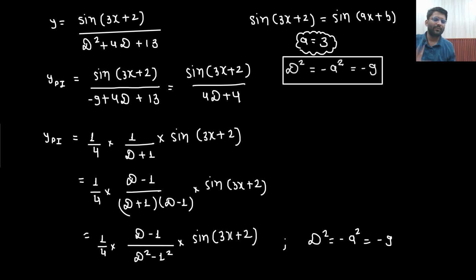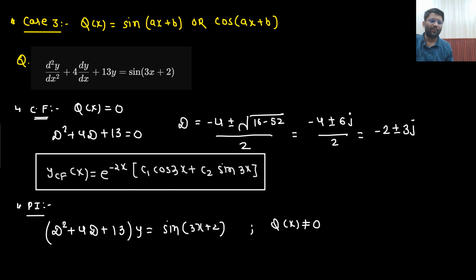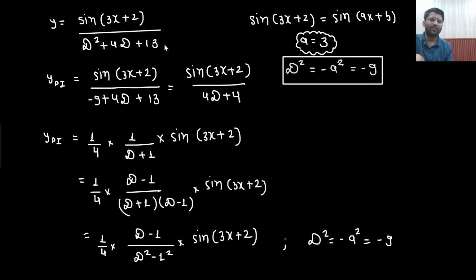I know it was a lengthy process, but it is simple. We started from sine of 3x plus 2 upon d square plus 4d plus 13. In place of d, what am I supposed to put? I need to see the value of a, which is 3. So in place of d square I can put minus 9; the rest I will not change. So this will become 4d plus 4, and taking 4 common, this becomes d plus 1.